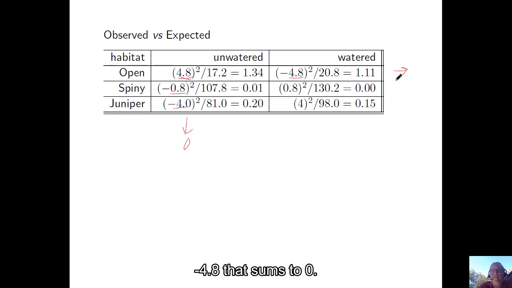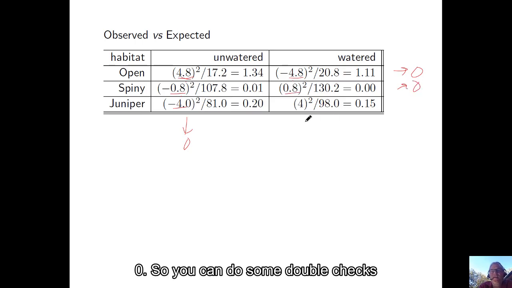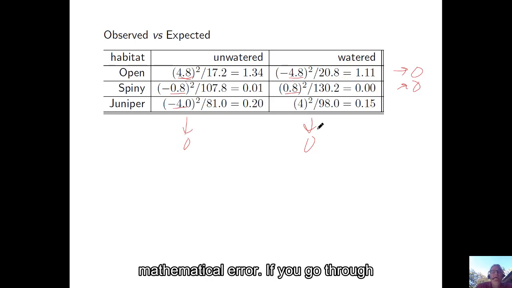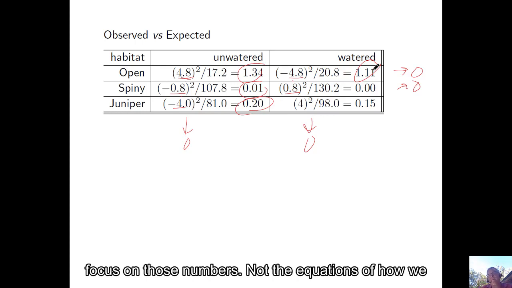So 4.8, negative 4.8, that sums to 0. Negative 0.8 and positive 0.8, that sums to 0. So you can do some double checks here that the deviations in all cases, the numerators before you do the squaring, add to 0. So that just assures that you haven't made some silly mathematical error. If you go through and square everything and divide by the expectation, you get these chi-square terms over here. The next slide we'll just simplify and focus on those numbers, not the equations of how we got them.